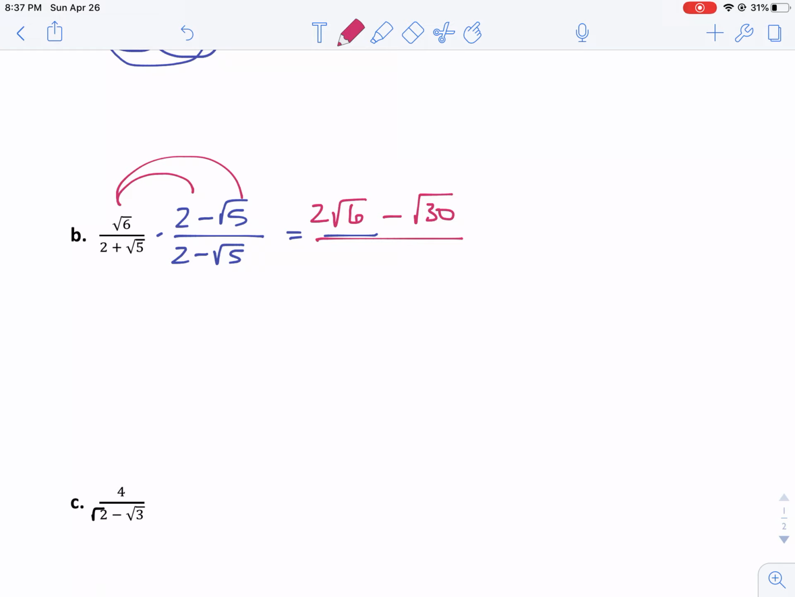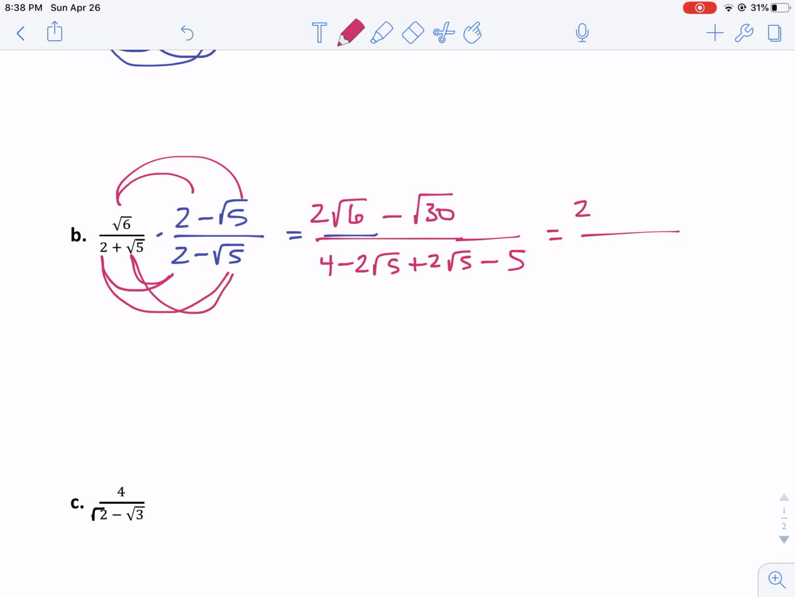Okay, in the denominator, we're going to multiply 2 times 2 to give us 4. 2 times negative root 5, which would be negative 2 root 5. Positive 2 times root 5. And then root 5 times root 5, which would be 5. And it's subtraction again because we have positive times negative.